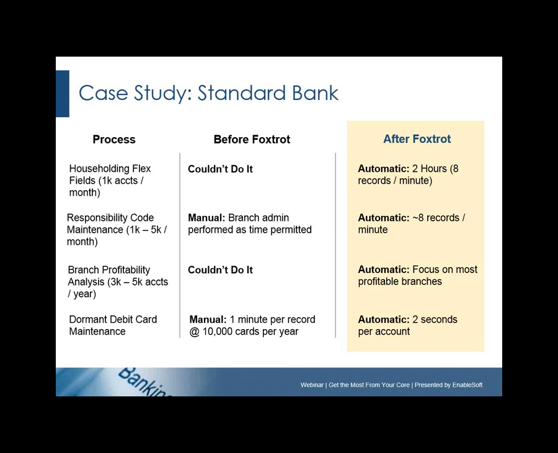We have on average about 10,000 cards per year that are purged. And with Foxtrot, I have been able to get this process done very quickly. I have it down to where I can change statuses on a debit card in about 2 seconds per account. So, you know, we're getting a lot of cards done in a very quick amount of time.